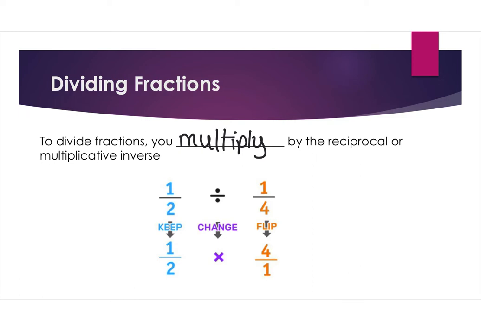So we take 1/2, that's our keep. We change the sign from division to multiplication, and then we flip 1/4 to make the multiplicative inverse 4/1. And then we multiply straight across, just like when we multiplied fractions on the last day. So 1 times 4 is 4, 2 times 1 is 2, and then we reduce. 4 divided by 2 is 2.